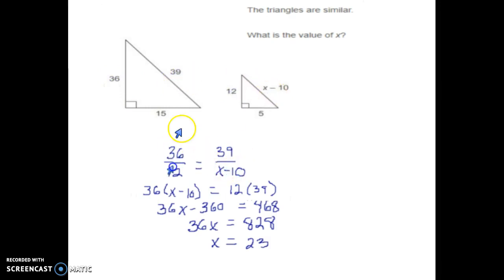Cross multiply. So 36 times x minus 10, make sure to distribute the 36. 36 times x is 36x. 36 times negative 10 is minus 360. And that equals 12 times 39, which gives us 468. Add 360 to both sides, so you get 36x is equal to 828. Divide by 36, and our x value is 23.